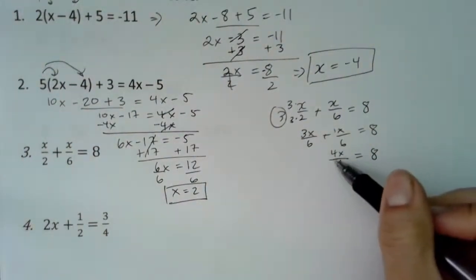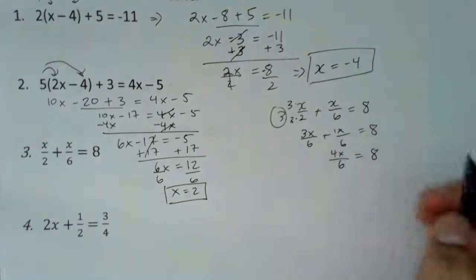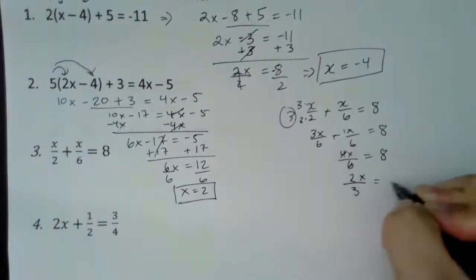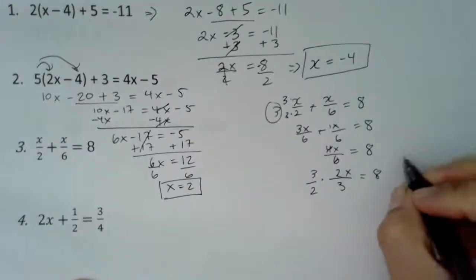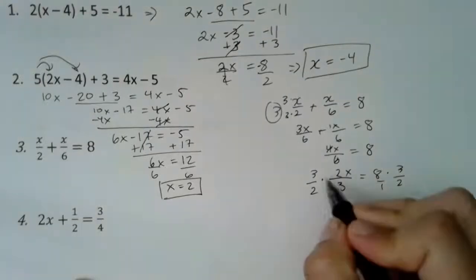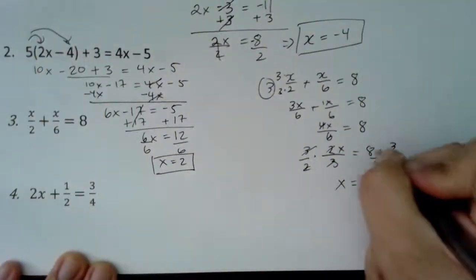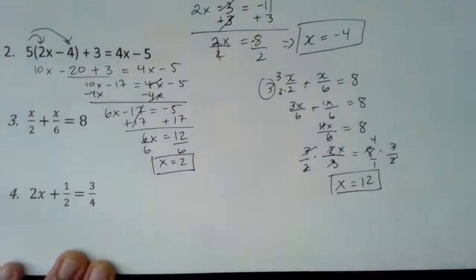Okay, and now I can multiply both sides by the reciprocal, but I could reduce this first, right? This becomes 2x over 3 is equal to 8. So if I multiply both sides by 3/2, this will cancel. I get x is equal to 8 divided by 2 is 4, 4 times 3 is 12, and that's our solution. Okay?